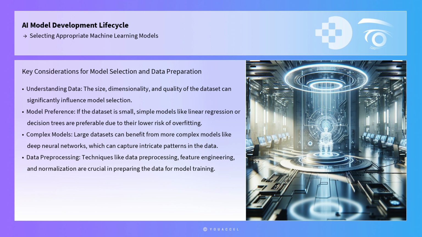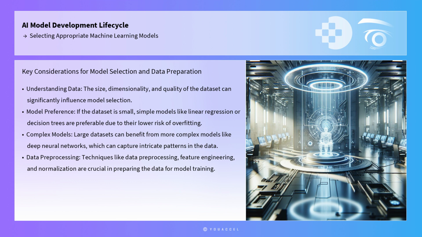Once the problem type is identified, it is essential to understand the data. The size, dimensionality, and quality of the dataset can significantly influence model selection. For instance, if the dataset is small, simple models like linear regression or decision trees are preferable due to their lower risk of overfitting. Conversely, large datasets can benefit from more complex models like deep neural networks, which can capture intricate patterns in the data.